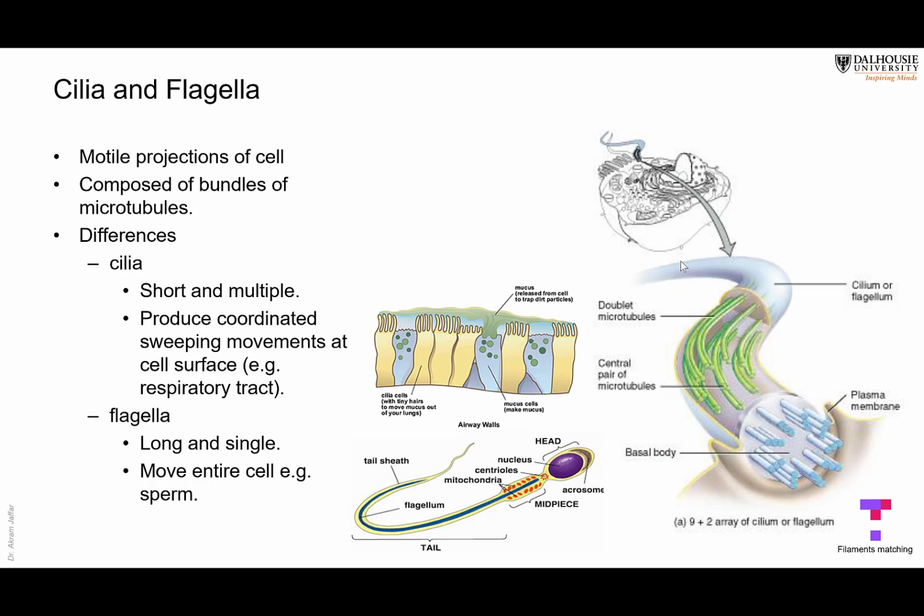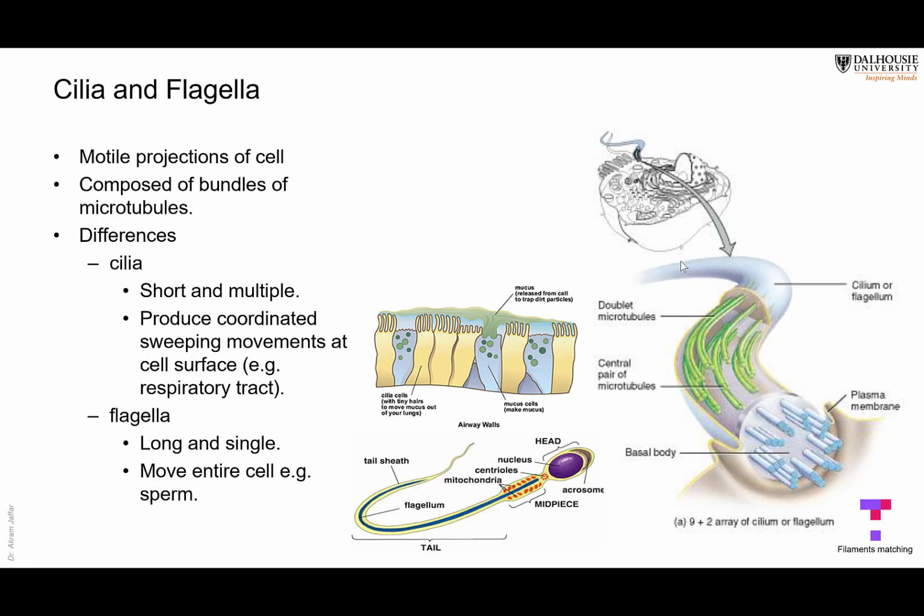Now, this should be differentiated from cilia and flagella. So the cilia, they are motile projections, okay? And they are composed of bundles of microtubules. And the cilia, usually they are short and multiple. And they move. They have a sweeping action. So that's why, for example, they are present in the lining of the respiratory passages. And here they sweep the particles, the carbon particles, the dust particles, they sweep them away from the lung, and then we cough them out after that.